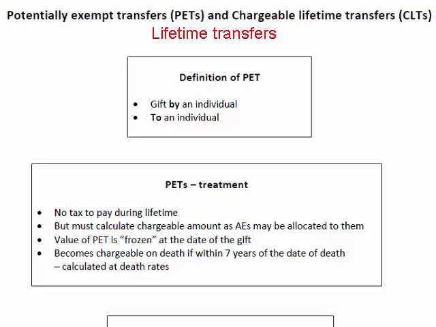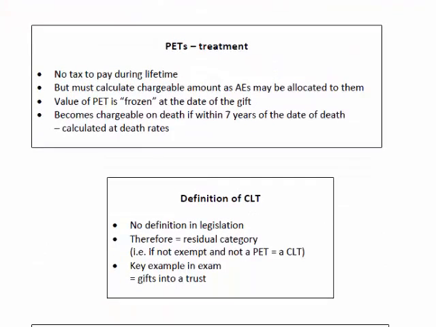The two types of lifetime transfers are potentially exempt transfers, usually referred to as PETs, and chargeable lifetime transfers, usually referred to as CLTs. The definition of a PET is basically a gift by an individual to an individual. By contrast, the definition of a CLT is a residual definition. It's anything which is not a PET. But basically, for the exam, it is gifts into a trust.